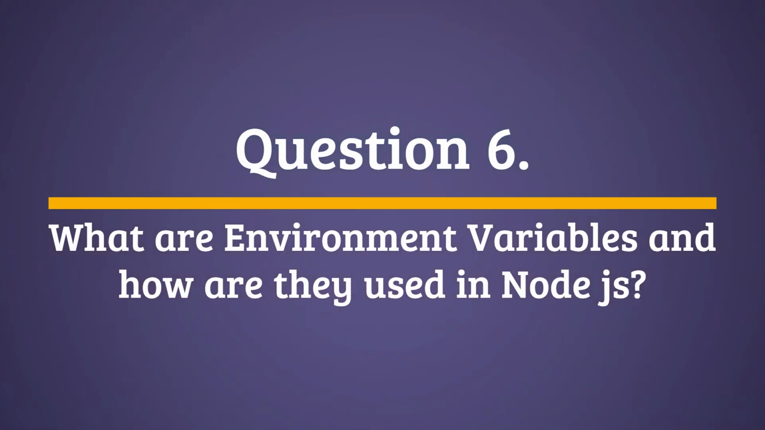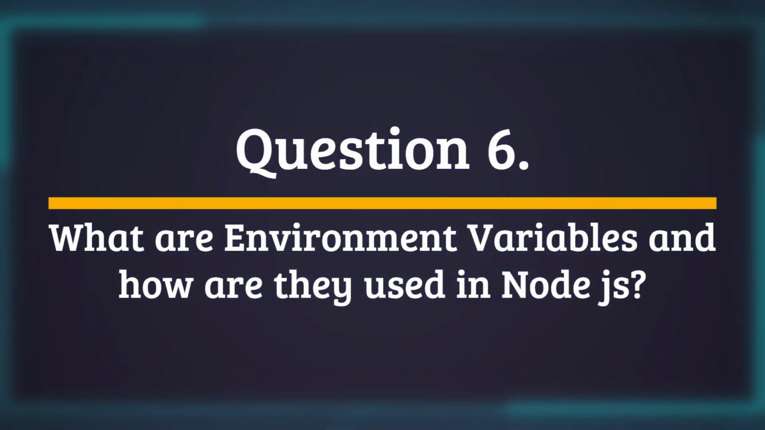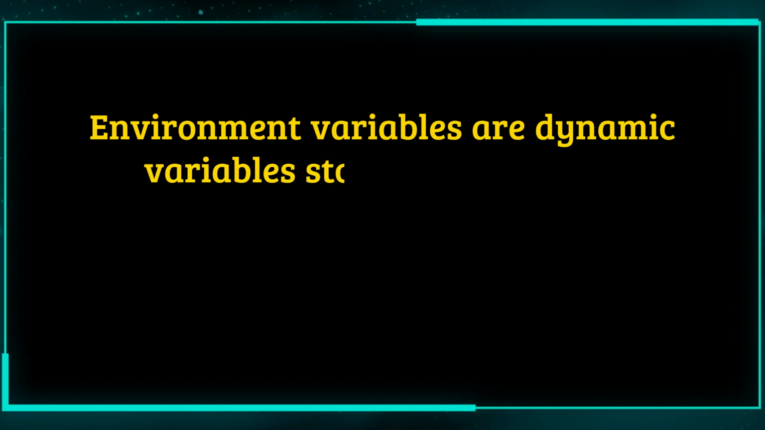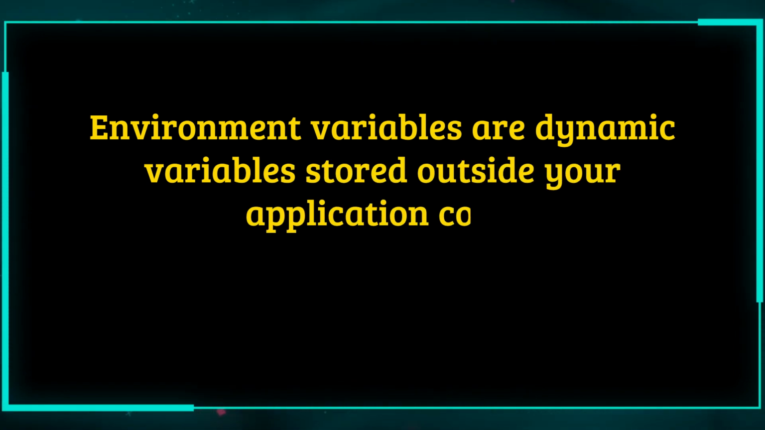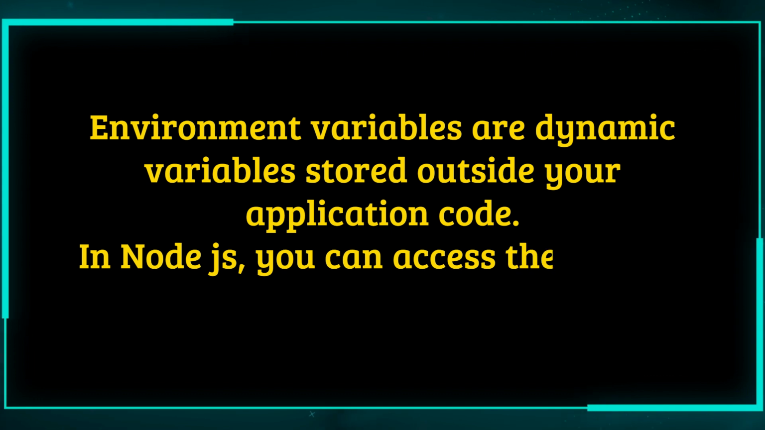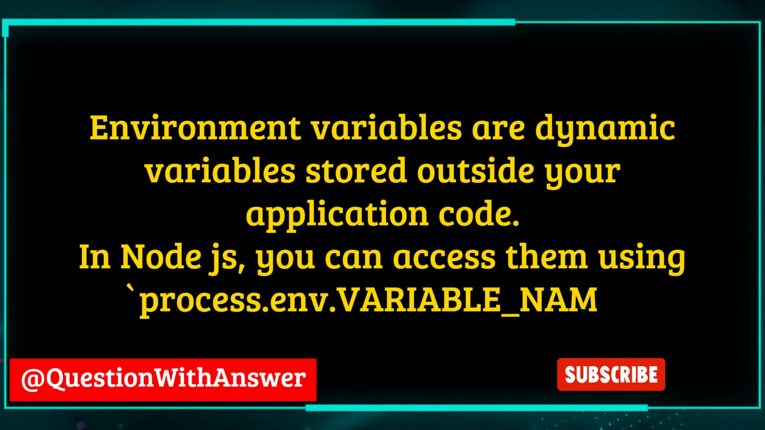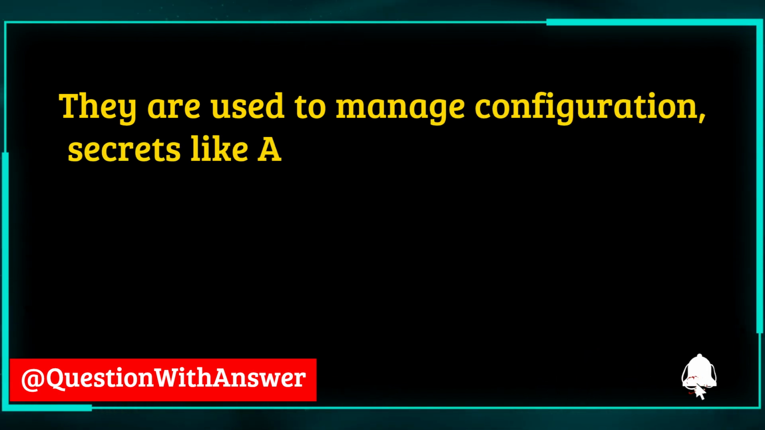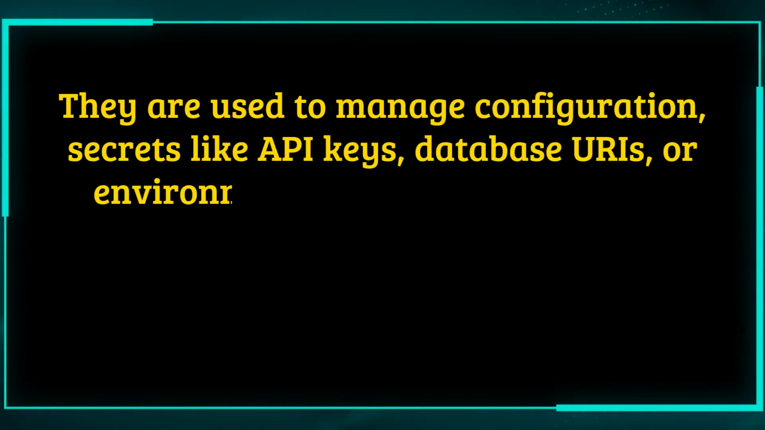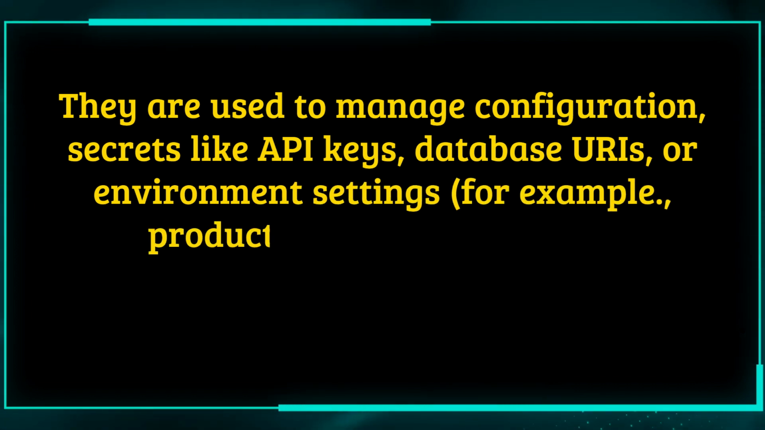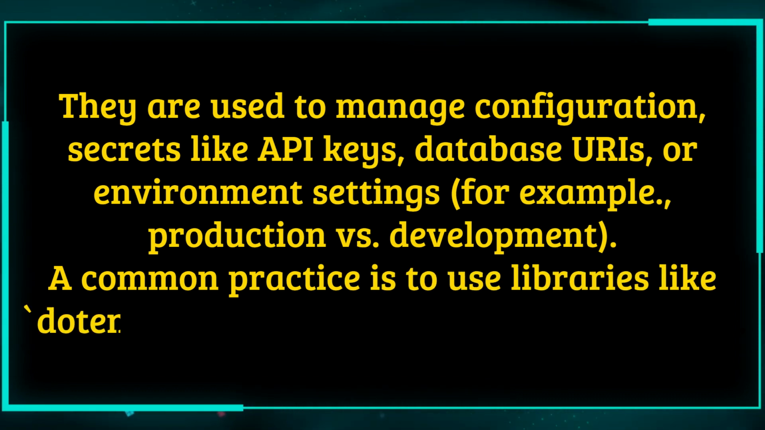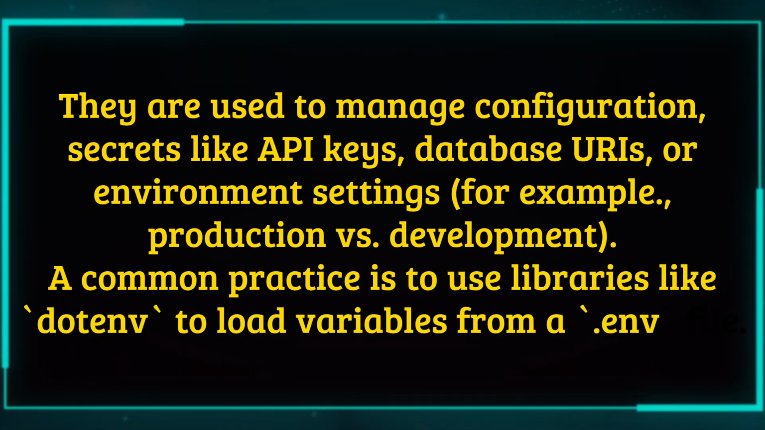Question 6. What are environment variables and how are they used in Node.js? Answer. Environment variables are dynamic variables stored outside your application code. In Node.js, you can access them using process.env.variable_name. They are used to manage configuration, secrets like API keys, database URIs, or environment settings, for example, production versus development. A common practice is to use libraries like dotenv to load variables from a .env file.